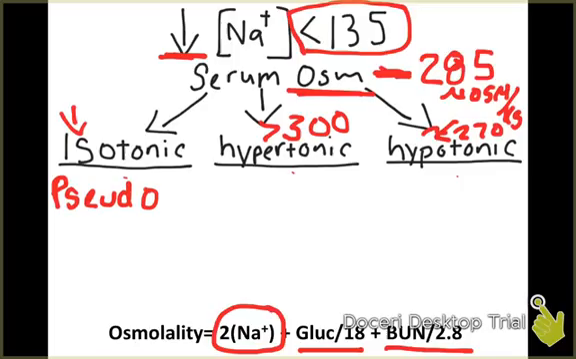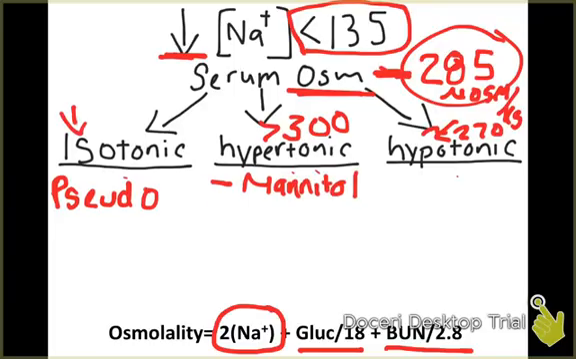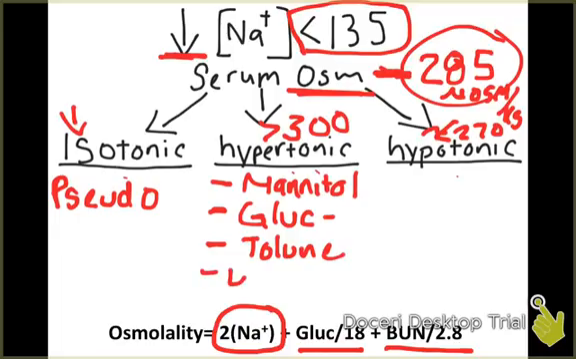And the hypertonic is when you actually have an increased tonicity or increased osmolality in the blood. There are a few causes, like added substances like mannitol, which will add to the tonicity or the osmolality in the blood. There's glucose in patients who have hyperglycemia. There are other substances like toluene, which is a paint thinner, that might add to this. And then ethylene glycol is another cause, which is basically antifreeze.